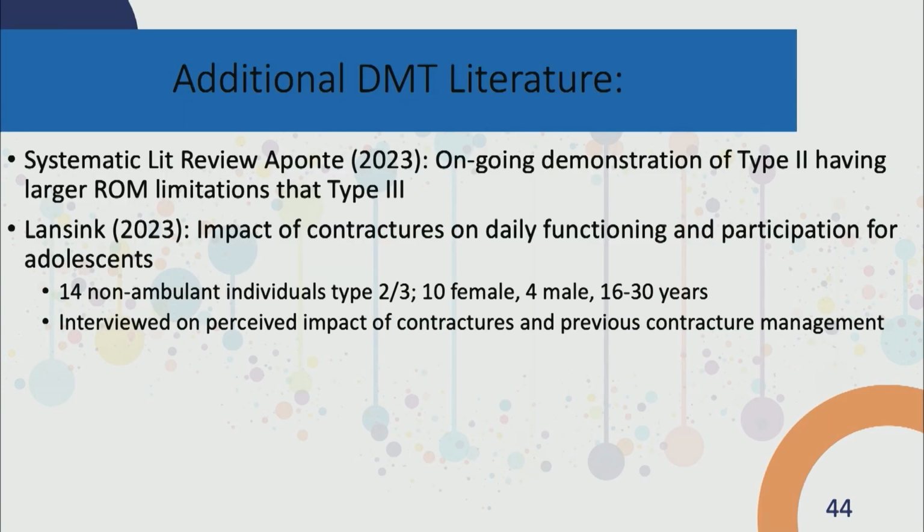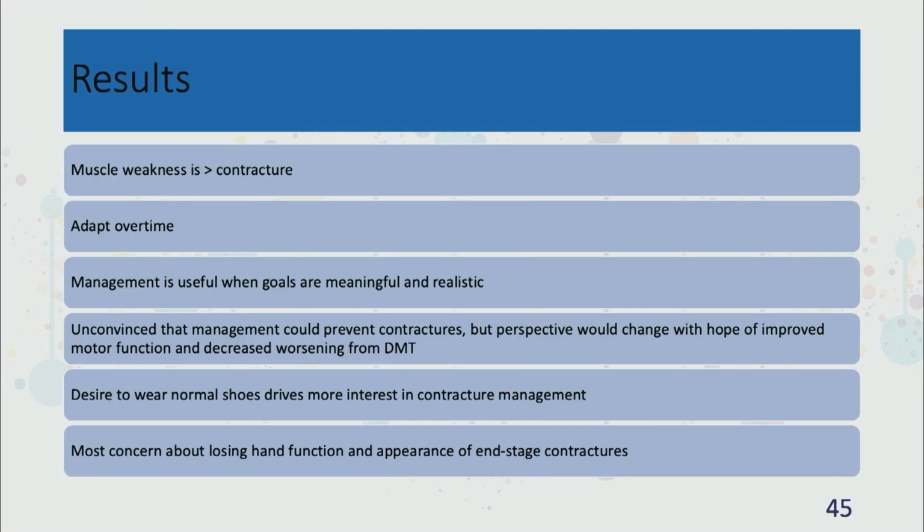A few additional studies included a systematic review, which found type 2 continuing to have more range of motion limitations than type 3. And then there was this look at how contractures impacted the day-to-day life and participation in adolescence. And I found this one really interesting because it was done in an interview format, so it was sort of, what do contractures really mean for the individuals experiencing them? And they found that their weakness was really more of a concern than their contractures were. They felt that they had kind of adapted to the contractures over time.